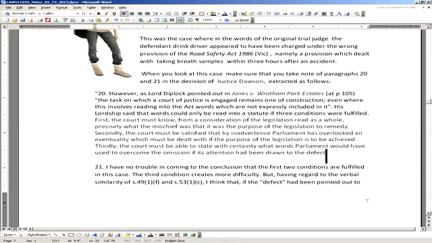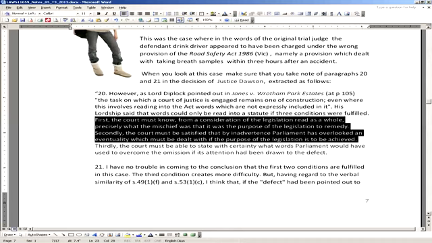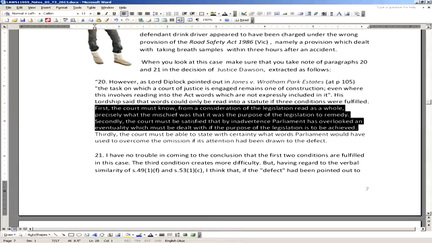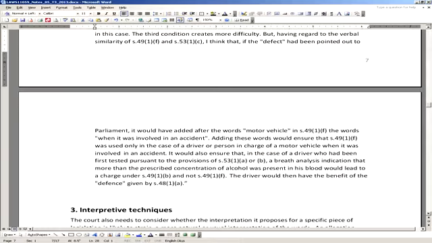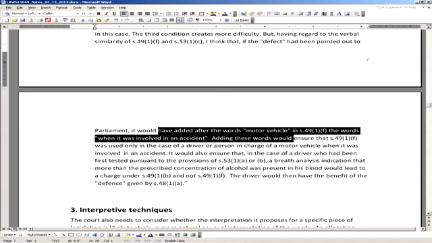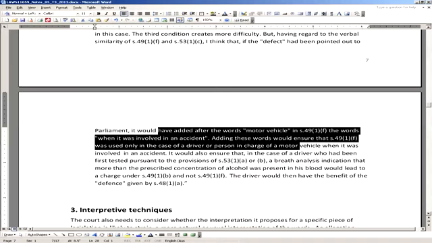And he says, and this is what Justice Dawson says, I have no trouble in coming to the conclusion that the first two conditions up here have been fulfilled in that case, so as to the Road Safety Act. But the third condition creates more difficulty. And he's comparing a couple of subsections. I think that if the defect has been pointed out to Parliament, it would have added the words motor vehicle. And he's commenting about whether those words should be added in.